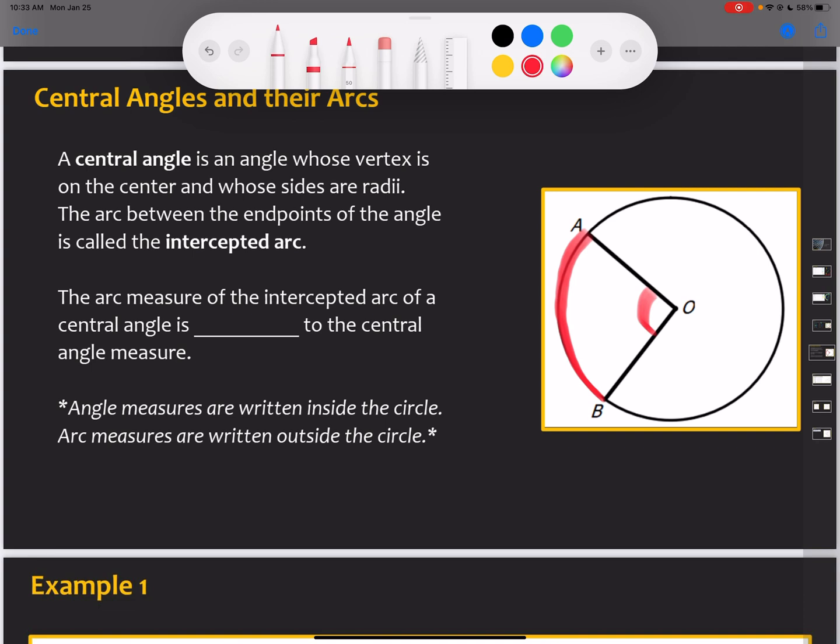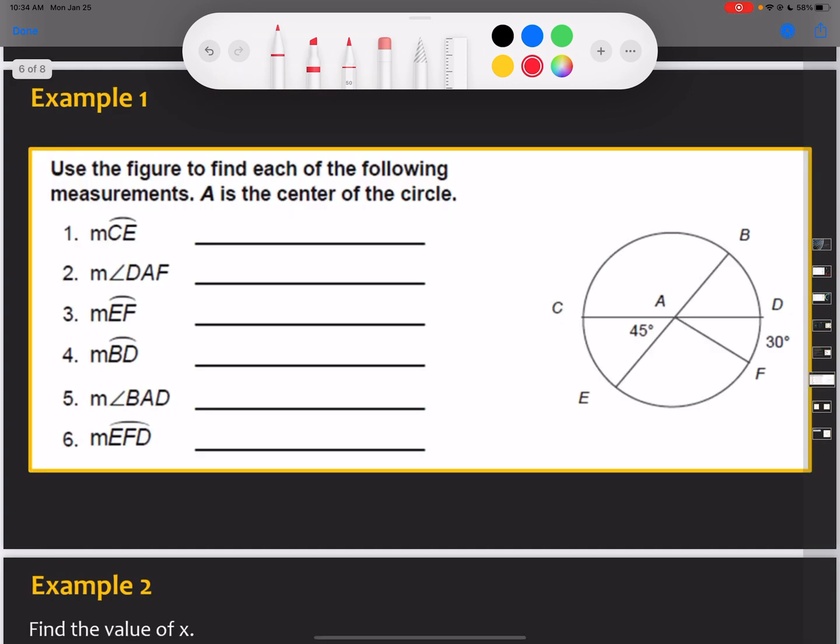The arc measure of the intercepted arc of a central angle is equal to the angle's measure. Angle measurements usually are written outside, so if this is like 65 degrees, that's the arc measure, and the angle measure is also 65. So measure of CE. So here we have CE. It's formed by the central angle. So that means that the arc CE is also 45. DAF. So DAF, I have the arc of that, but not the angle, but because it's a central angle, that means that the angle is 30 degrees.